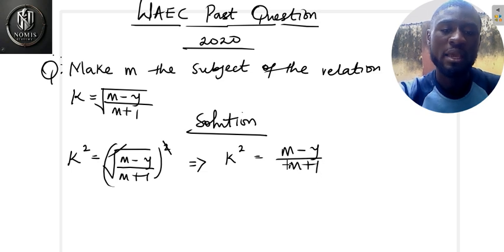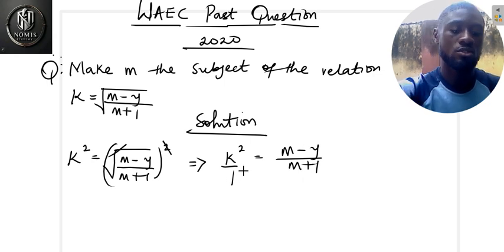We need to make this M the subject of the formula such that it appears just once, and after that is equal to whatever is left. So how do we get it here? What we are going to do from here is to cross multiply, such that this numerator multiplies the denominator here, and this numerator here multiplies the denominator here. So how do we get that done?